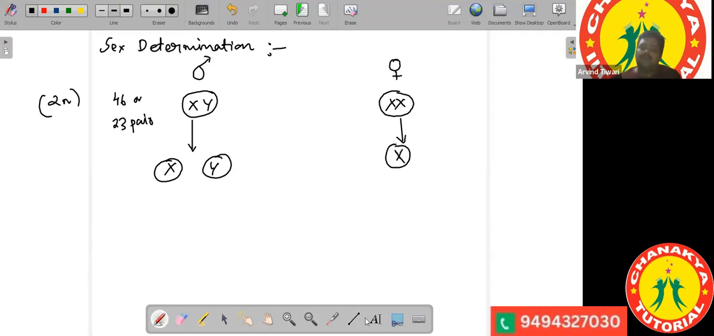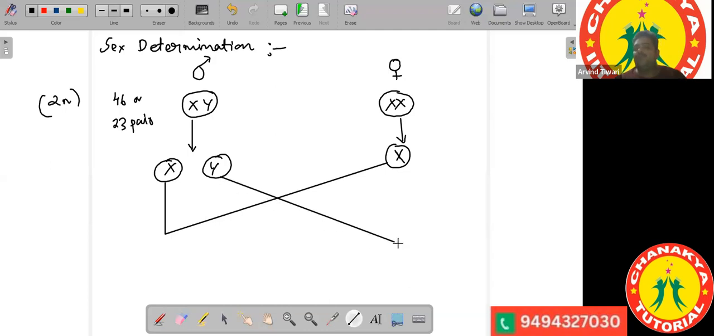Okay. So now if fertilization occurs, if zygote formation occurs, either the sperm containing the X chromosome will fertilize the ovum, or the sperm containing the Y chromosome will fertilize the ovum, right? So the ovum is just of one type, but the sperms are of two types, and their number will be the same.